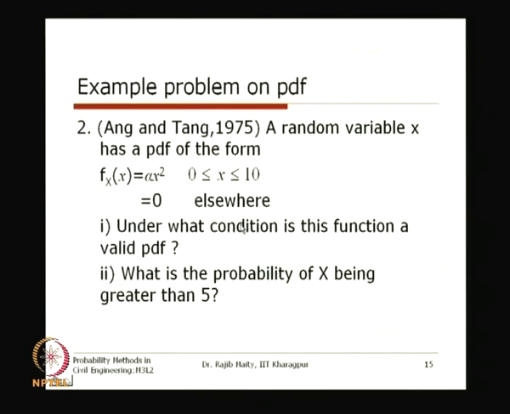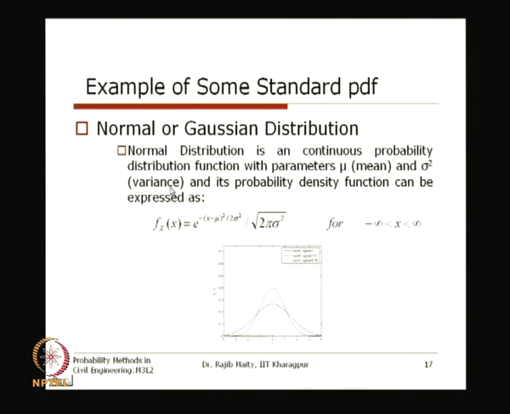For example, here, once you get alpha as 3 by 1000, the PDF is equal to 3x square by 1000 for x from 0 to 10 and equals 0 elsewhere. So this support is very important. If you do not specify the support, then whether the total area below the curve equals 1 or not cannot be tested. Similarly, for the normal distribution, the support is minus infinity to plus infinity.